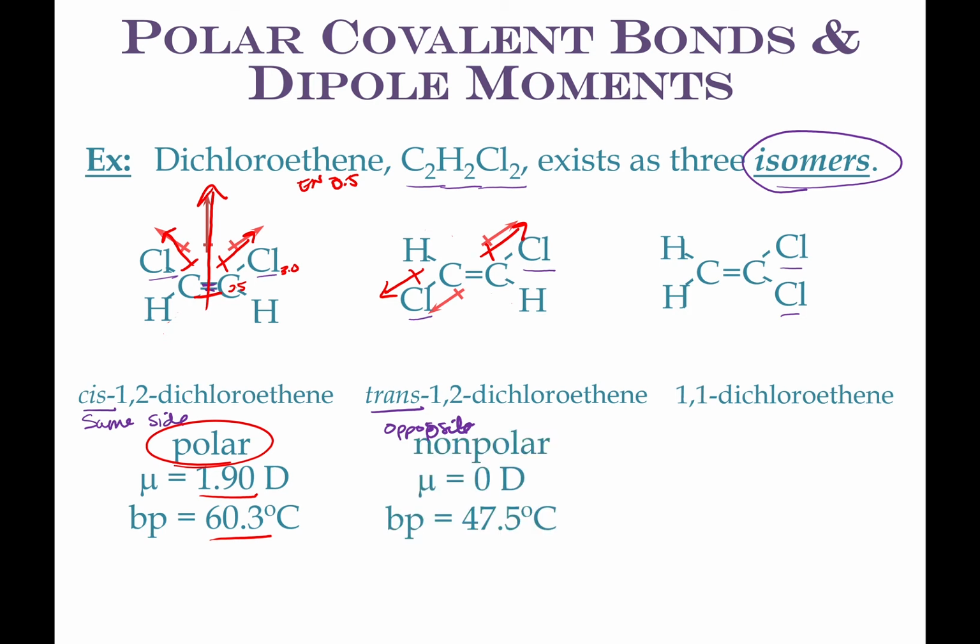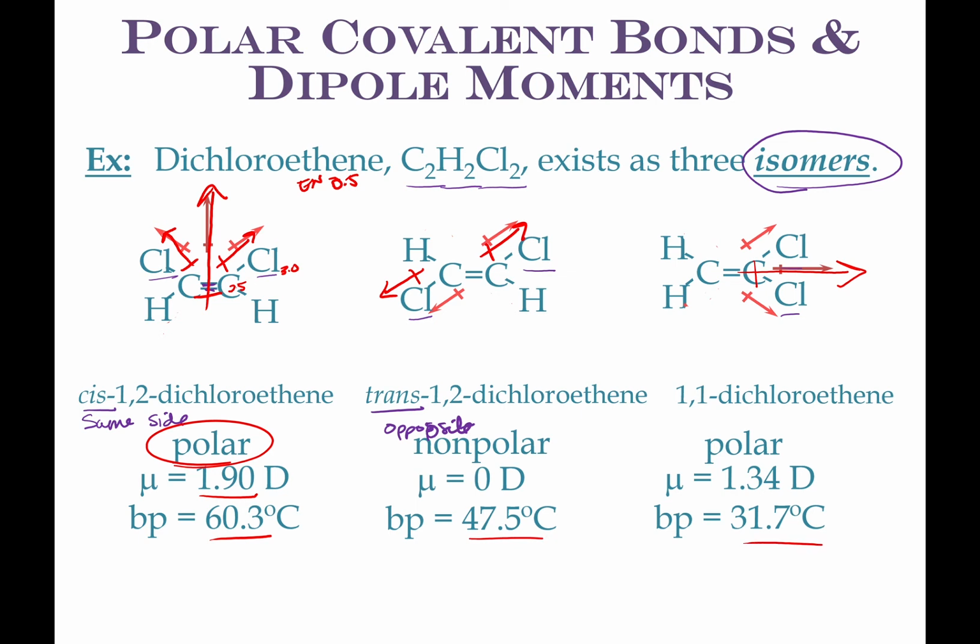Now we look at the one where they're on the same carbon, and we see these two going in opposite directions. It's going to give us an overall dipole that looks something like this. And we're going to see a dipole moment of about 1.34. So that boiling point being about 31.7, having both those chlorines on the same carbon definitely changes the overall boiling point, making it much lower in this case.